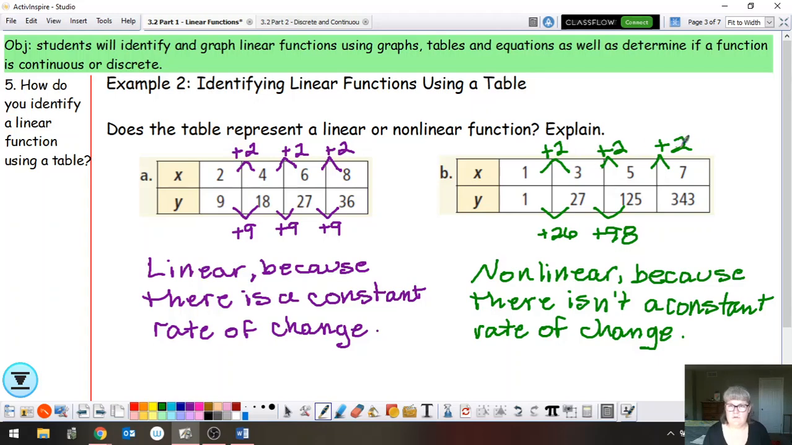As x increases by 2, y is not increasing by the same amount. Therefore, this is nonlinear, whereas on table A, as x increased by 2, all of the y values also increased by 9.